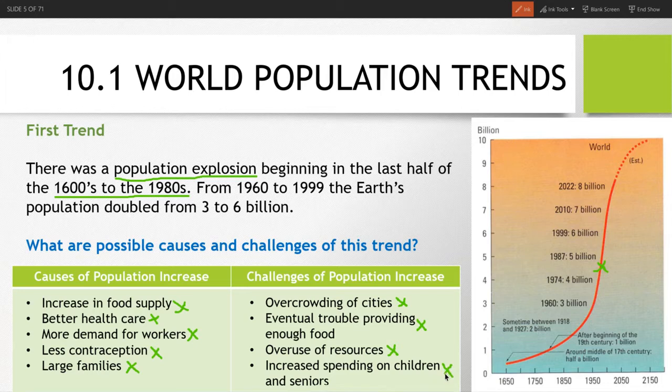Finally, increased spending on children and seniors. If you have a large population of young people, school is an important consideration there, and school costs money. So that's a concern. And also, if you have more seniors, they're the group in society that would likely have a higher level of health concerns. So the healthcare system might feel additional strain. So those are some of the possible causes and challenges of this first trend that we see, which is the population explosion that has occurred within roughly the last 400 years.